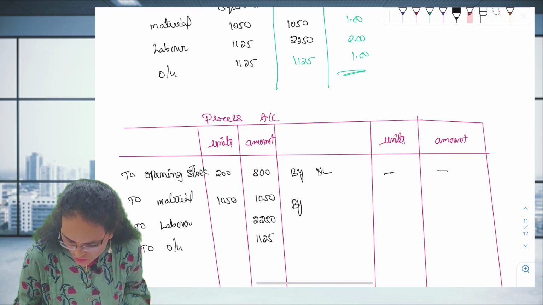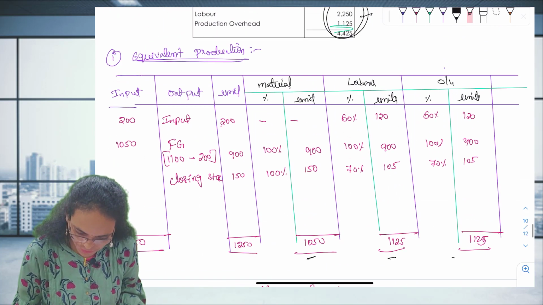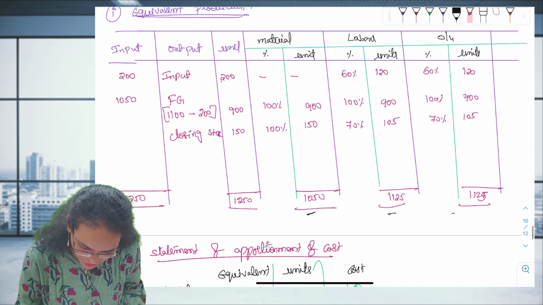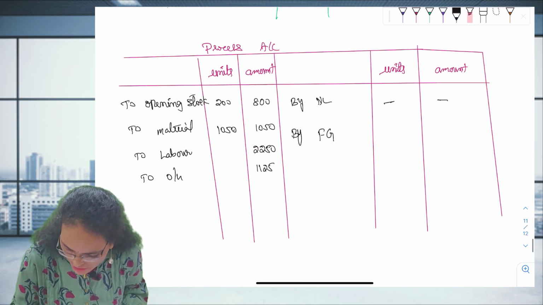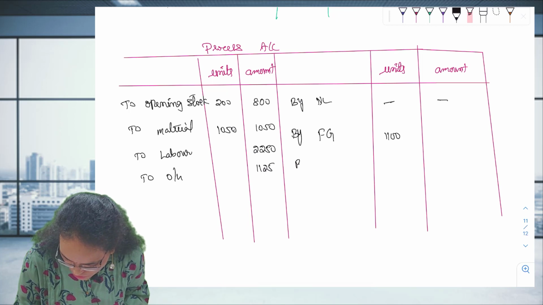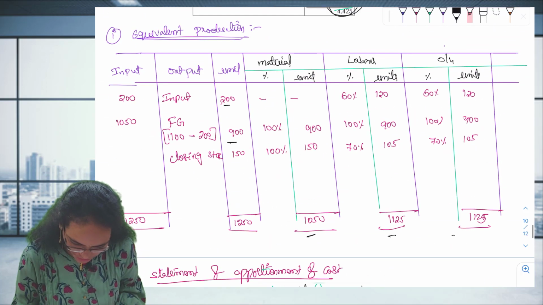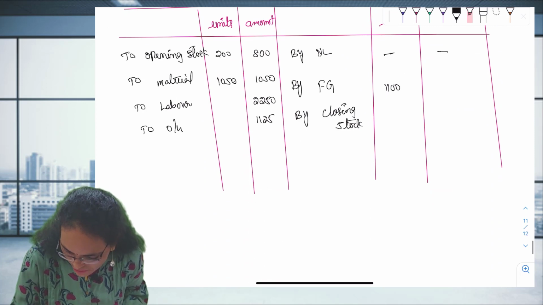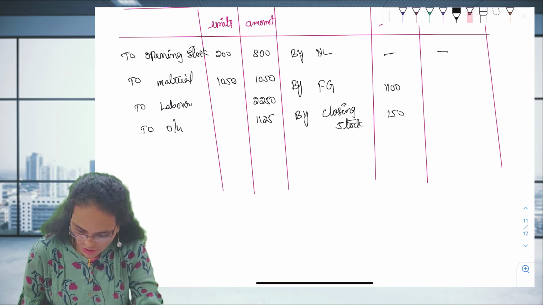And transfer to the next process, that is the finished goods. How many units finished stock? 900 plus 200, 1100. 1100 units transferred. And there is a closing stock. The closing stock is 150 units. What is the cost for the closing stock? We don't know the cost for the closing stock.